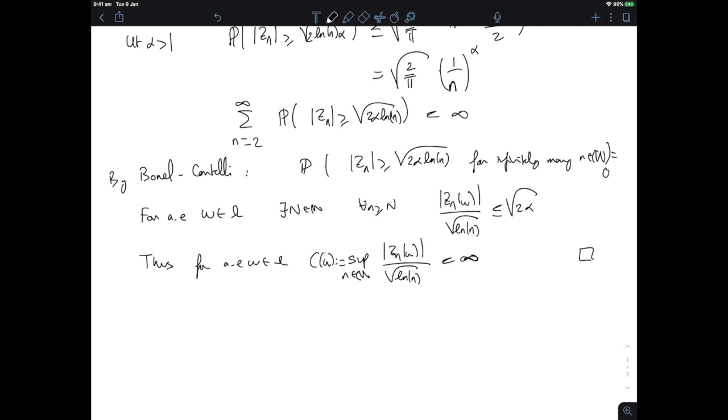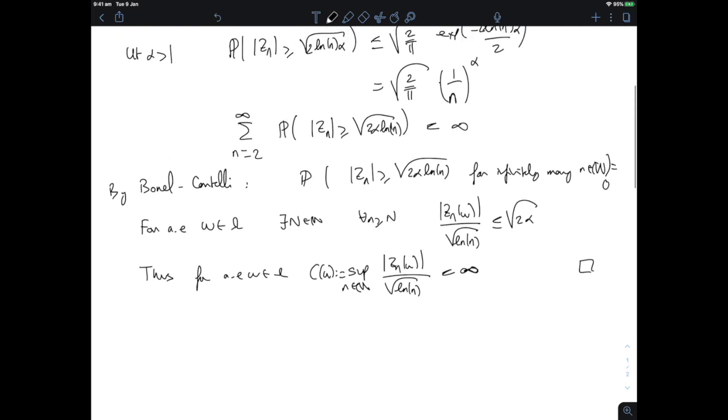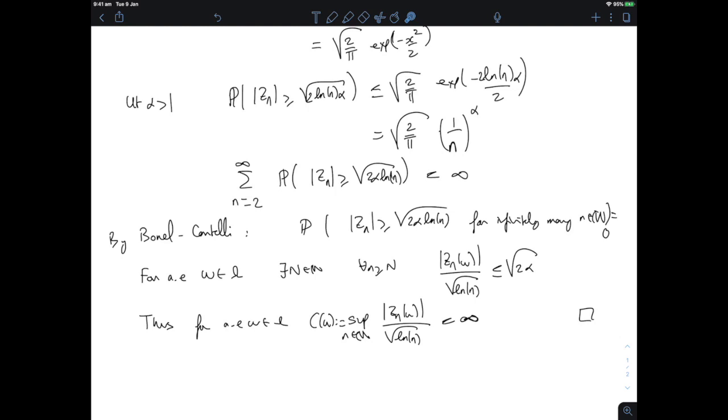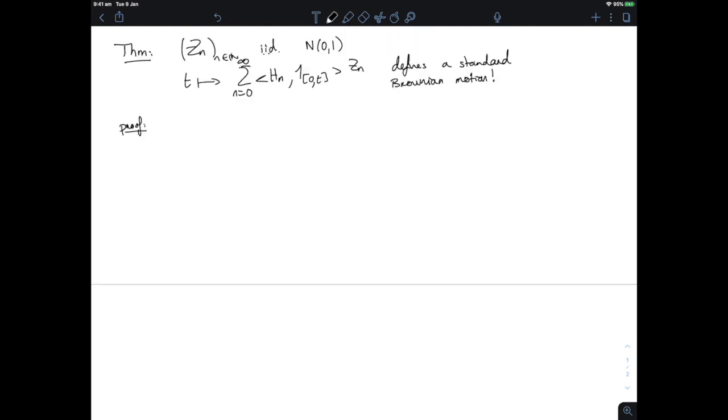So we cannot have growth in n that is particularly fast of Gaussian variables, and that is a consequence of the fact that Gaussian variables have very small tails. They decay, they cannot be large with high probability. So you cannot have too many of them large at the same time. Okay, that proves lemma 3.3, which is the key technical tool for what we're going to do next, which is prove the existence of the Brownian motion.